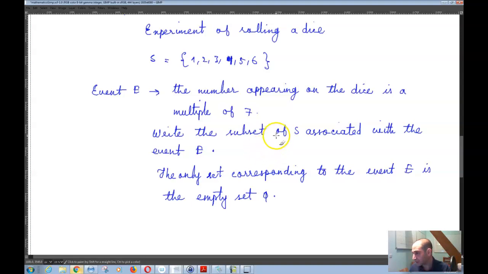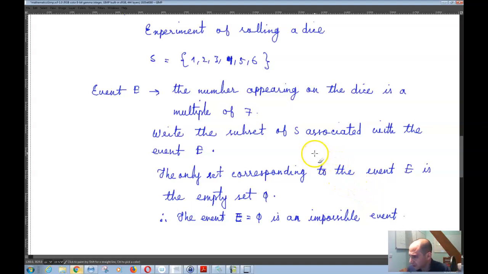In other words, we can say that it is impossible to have a multiple of 7 on the upper face of the dice. Thus we can say that the event E is equal to the null set. That's how they write it. E equal to the null set is an impossible event.